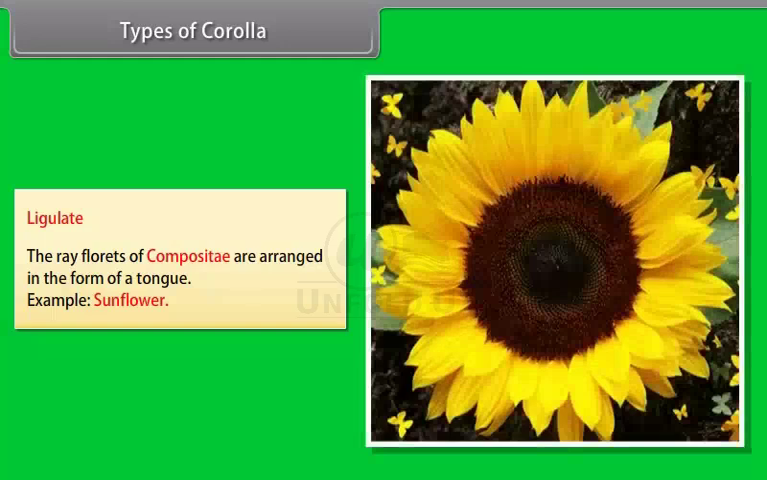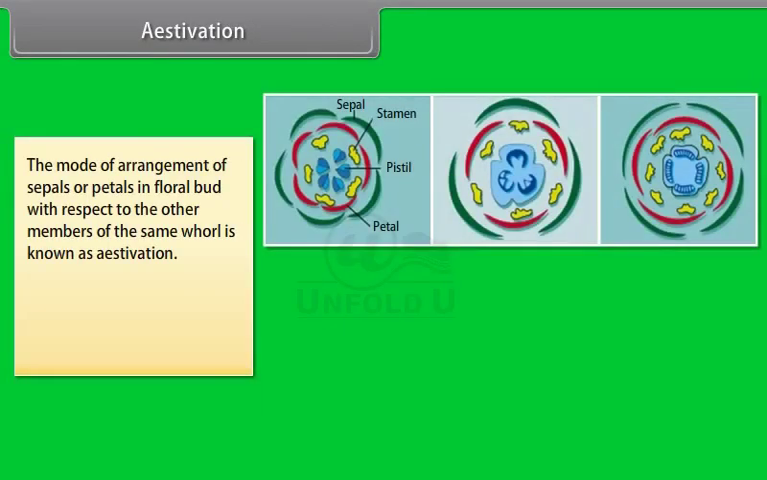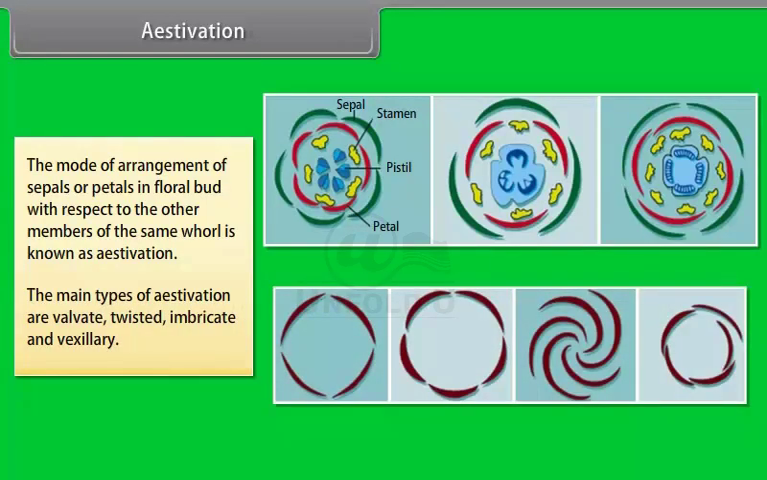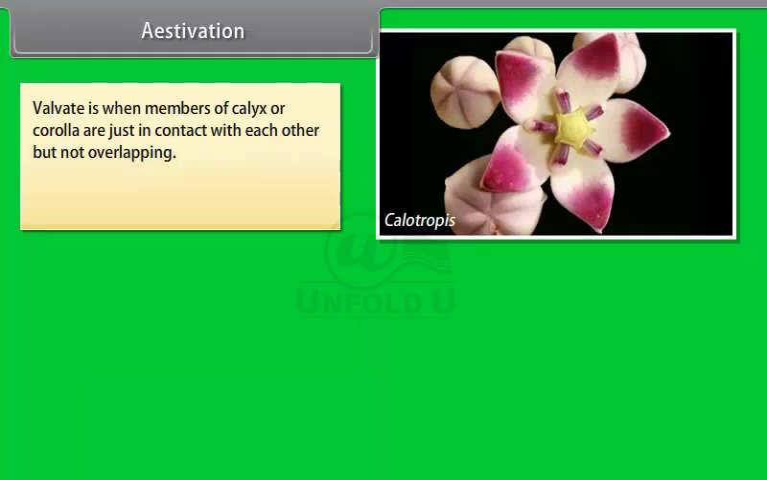Example, sunflower. Estivation. The mode of arrangement of sepals or petals in floral bud with respect to the other members of the same whorl is known as estivation. The main types of estivation are valvate, twisted, imbricate, and vexillary. Valvate is when members of calyx or corolla are just in contact with each other but not overlapping. Example, Calotropis. It is said to be valvate.